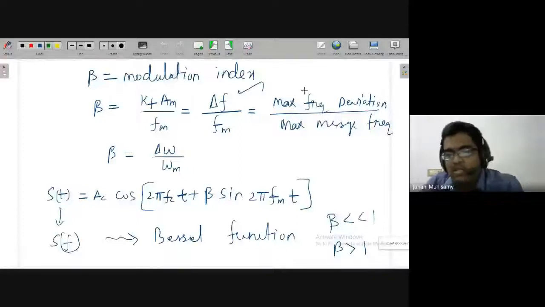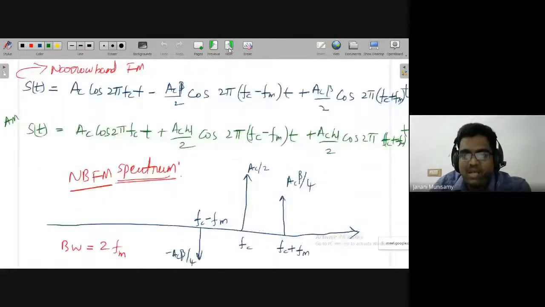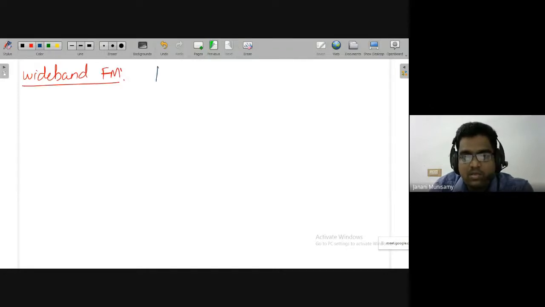side bands. Then if beta is greater than 1, then what will happen? That is the wideband FM analysis. Okay, next, wideband FM analysis. Wideband FM. This is if beta is greater than 1, then that is wideband.